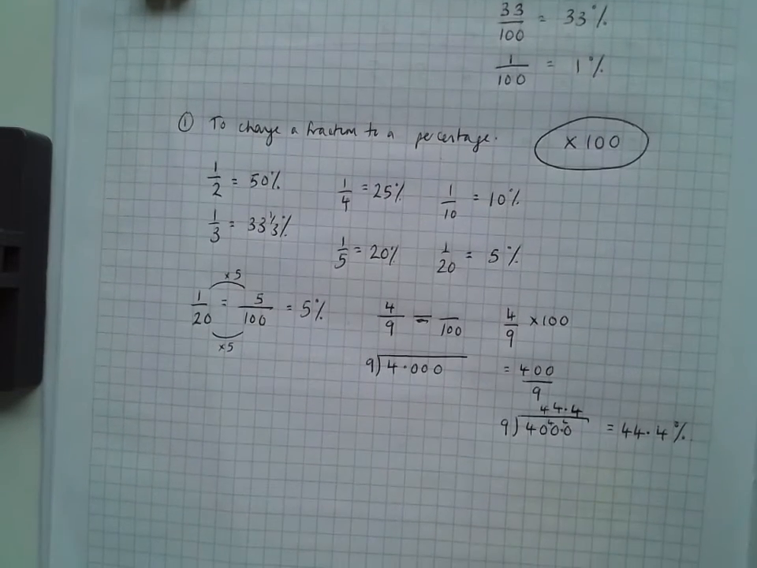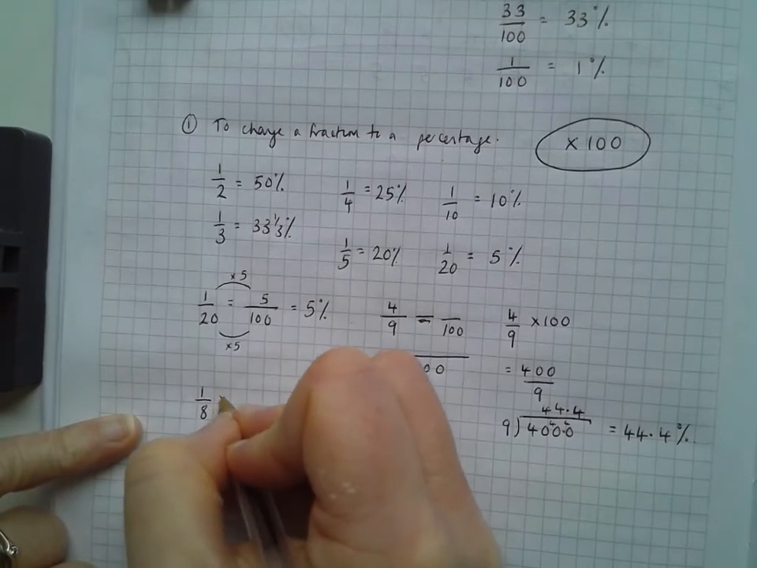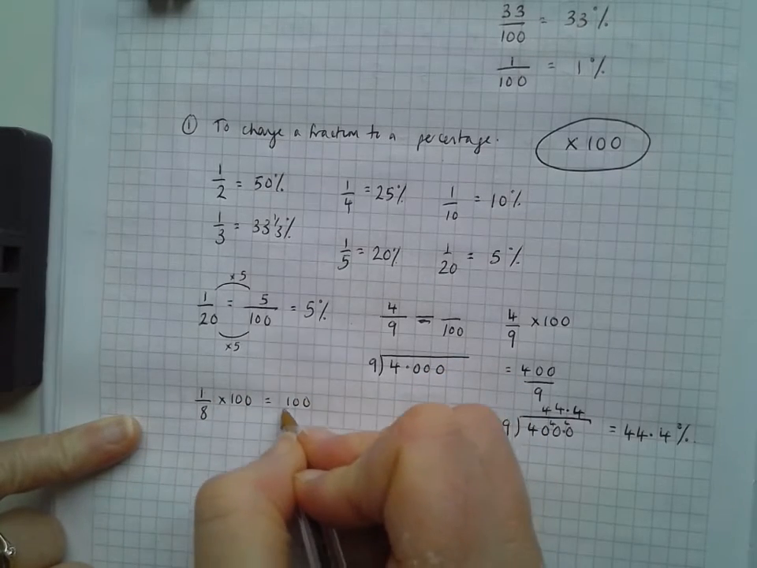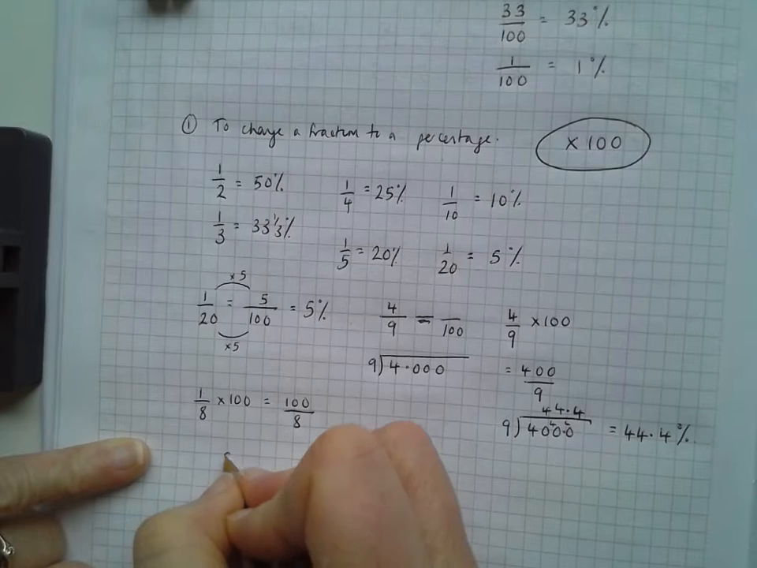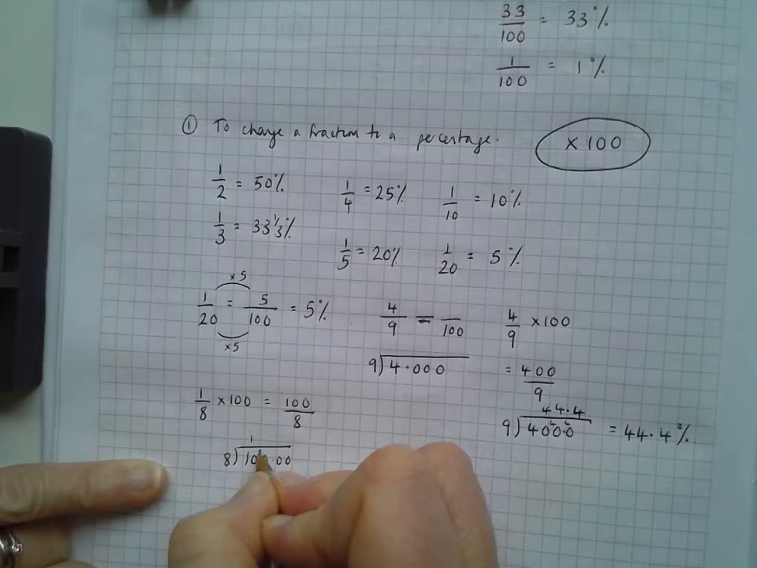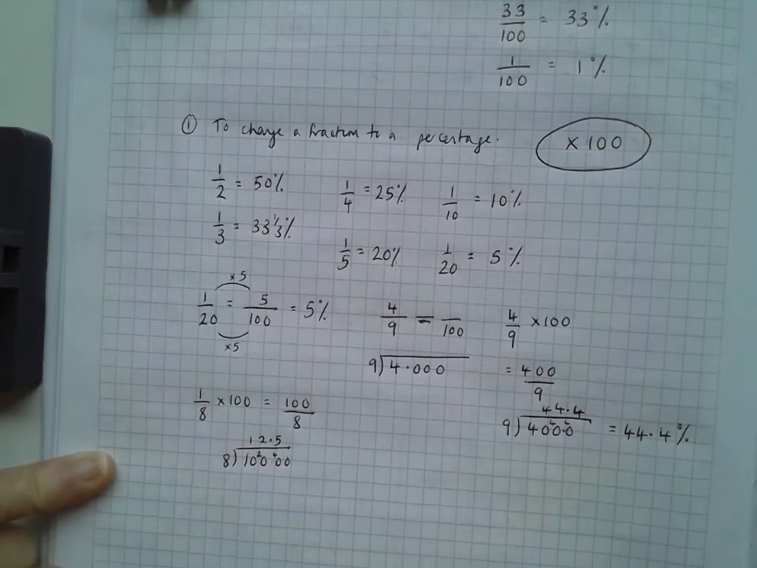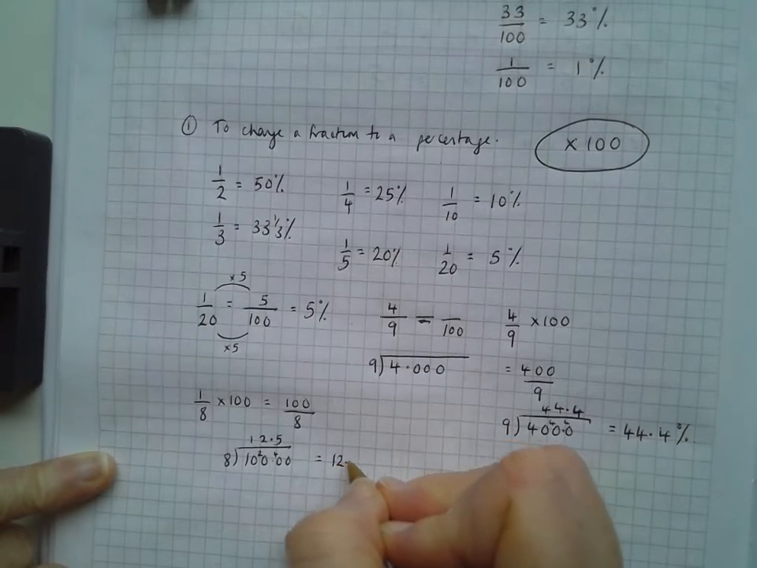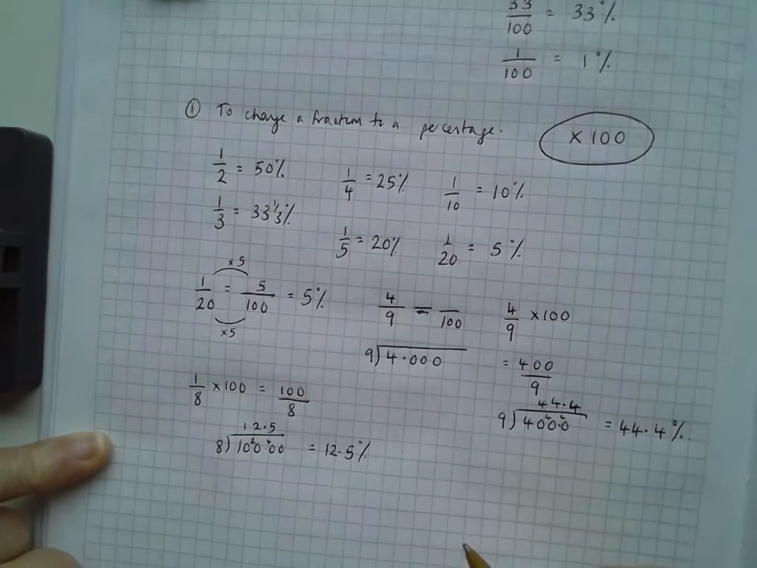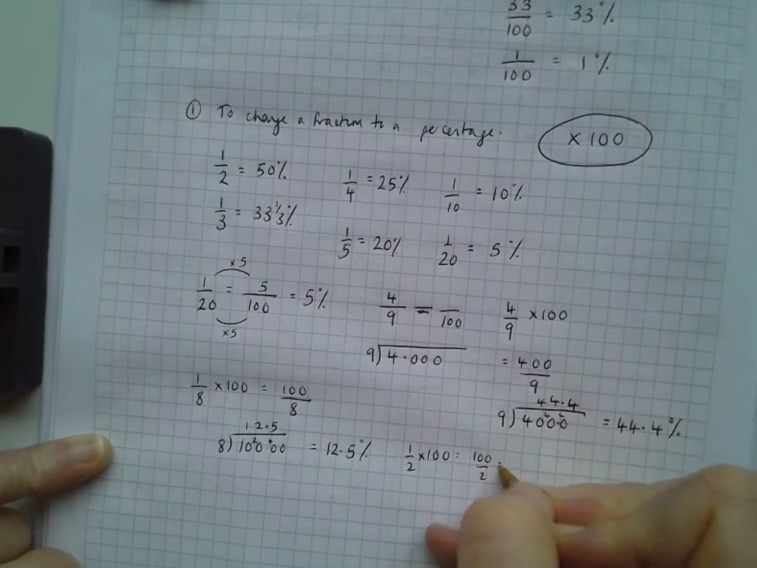Let's try another one. How about 1/8? To change 1/8 into a percentage, I multiply by 100. And I have 100, because remember fractions top by top, bottom by bottom, so I have 100 over 8. If I divide 8 into 100, I get 8 goes into 10 once, remainder 2 goes into 20 twice, remainder 4 goes in 5 times. And I make sure my decimal point is in the right place, so it's 12.5%. Okay, so if we had a half, how would that have worked with our new rule? Well, then I'd have had 100 over 2, which is 50%.